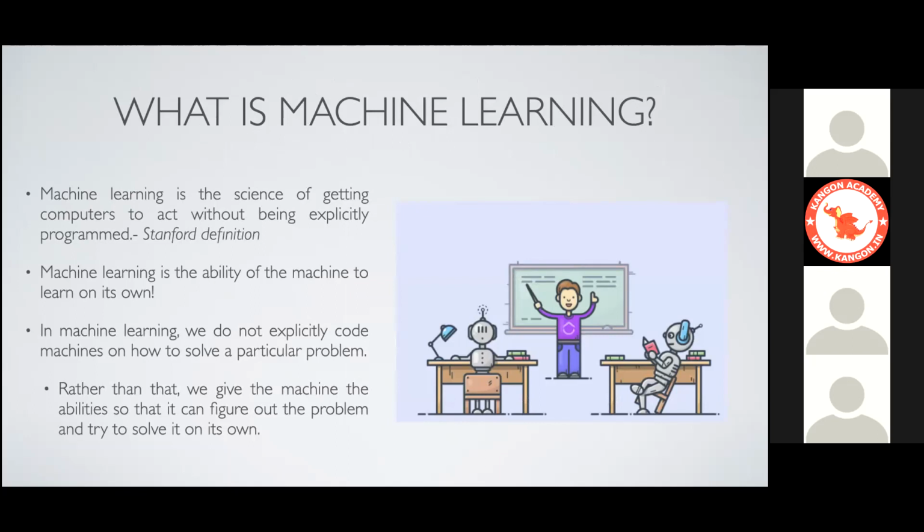That means the machine will learn by itself. You are going to give some data. You are going to tell the machine to take that data and learn from it, and the machine will start learning. We don't explicitly code machines.